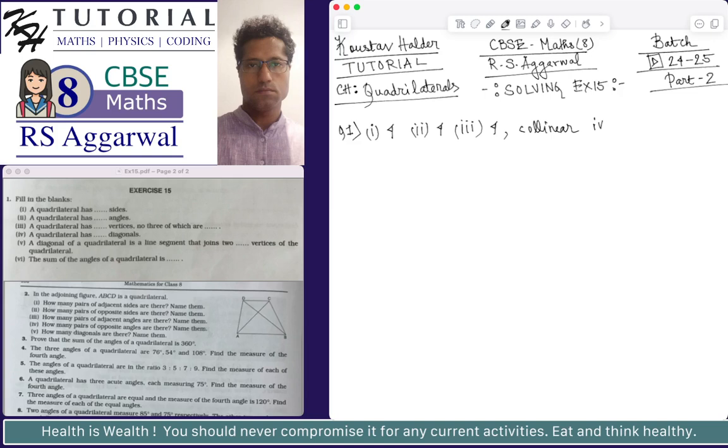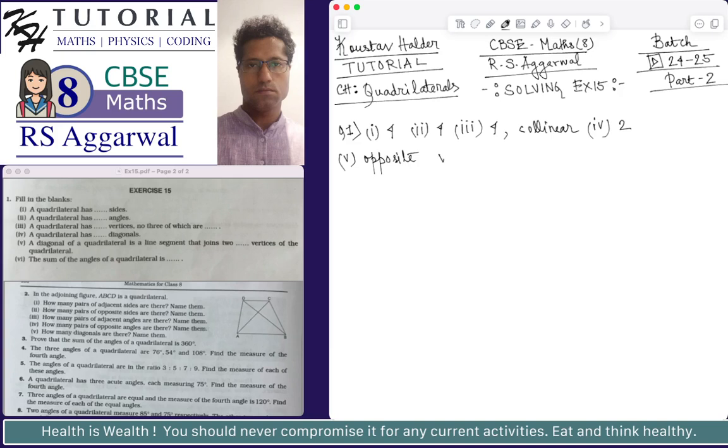Part 4. A quadrilateral has how many diagonals? It has 2 diagonals. Okay. Part 5. A diagonal of a quadrilateral is a line segment that joins two opposite vertices of the quadrilateral. So we know that in a quadrilateral, a diagonal is formed by joining the two opposite vertices, and we know that there are 2 pairs of opposite vertices. So there will be 2 diagonals in a quadrilateral.